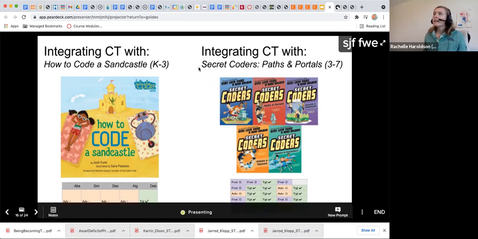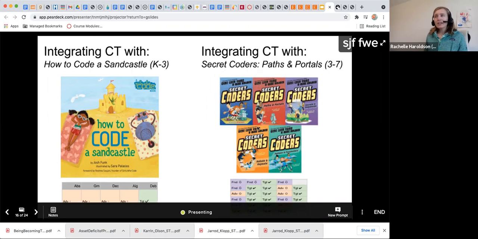Here is integrating CT as we think about the Secret Coders series. There are 5 books in this series. They're all amazing. I highly recommend these books. These are graphic novels really targeted for 3rd through 7th grade, so they have a range. Like I said, books 2, 3, and 4 cover all the elements of computational thinking. The first book covers the first 4. It does not cover debugging. And the last book covers just a few of the elements as well.